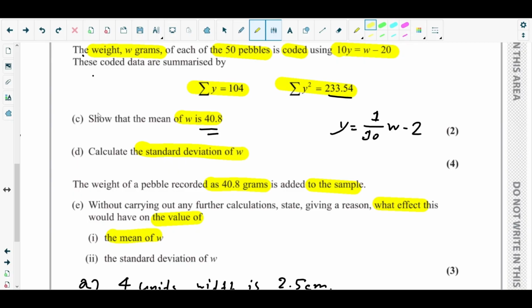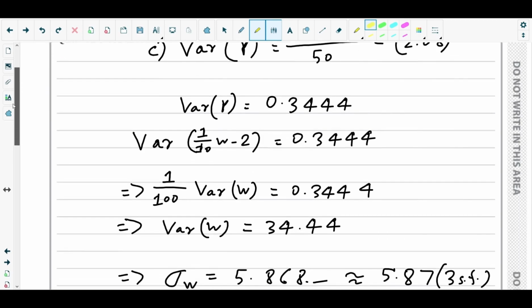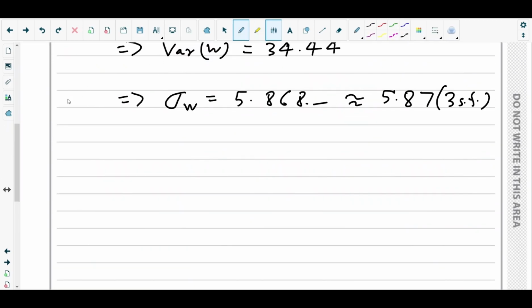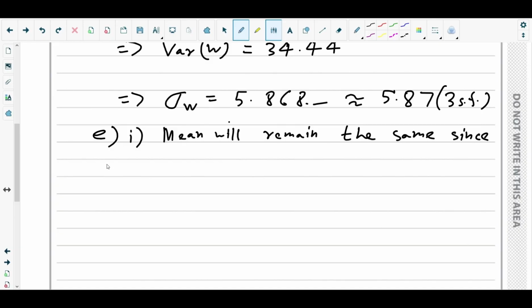So part 1 is that the mean will remain unaffected since the new data is equal to the mean of the whole data. This is part E1. The mean will remain the same, since 40.8 is the mean of the data. That's why.